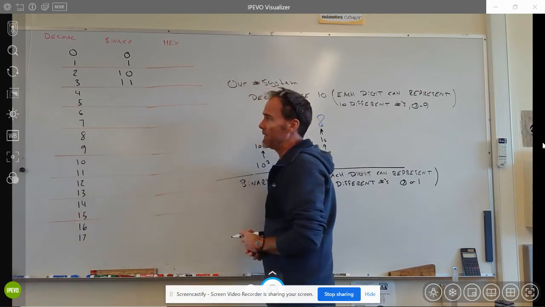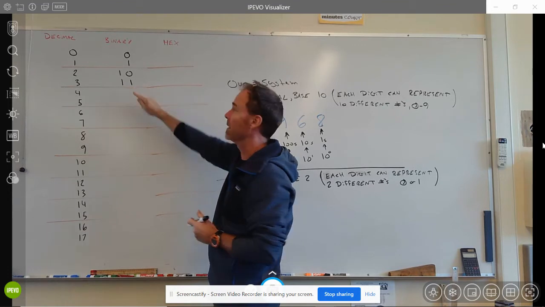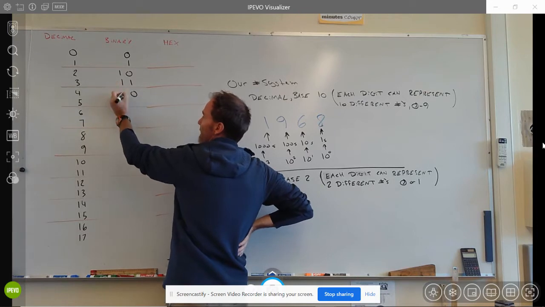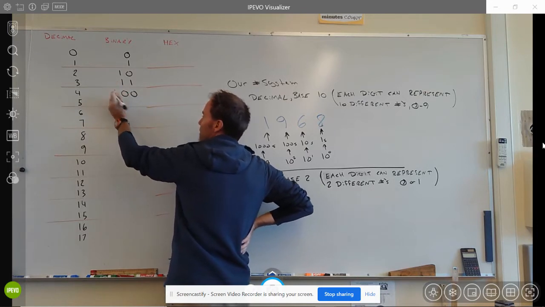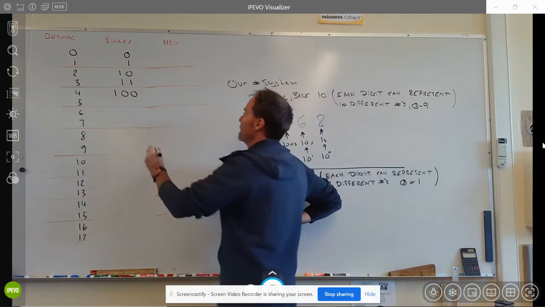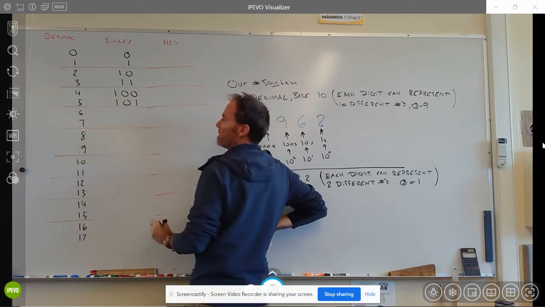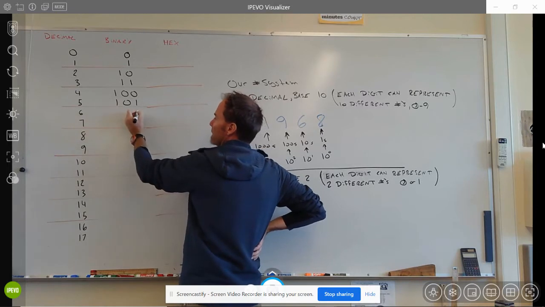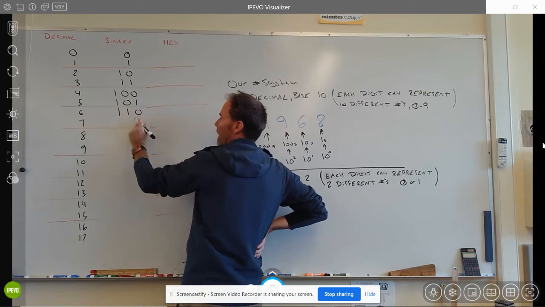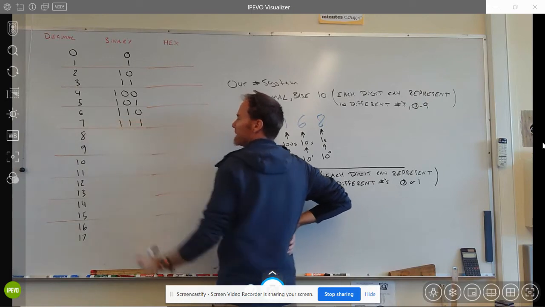Now I get to 4. I can't go any higher in this place, so I go back to 0. I can't go any higher on this one either, I'm already at 1. So 1, 0, 0 would be 4. Now I can go over, so 1, 0, 1 is 5. I can't go any higher, so I have to go back. I can go higher here: 1, 1, 0 is 6. 1, 1, 1 is 7.